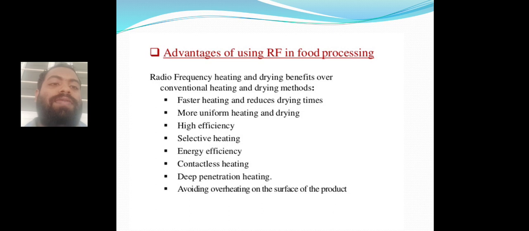Advantages of using RF in food processing. Radio frequency heating and drying have benefits over conventional heating and drying methods. It produces faster heating and reduces drying times. It has more uniform heating and drying. It has high efficiency. It has selective heating. It has high energy efficiency. It produces contactless heating. It produces deep penetration heating. It avoids overheating on the surface of the product.